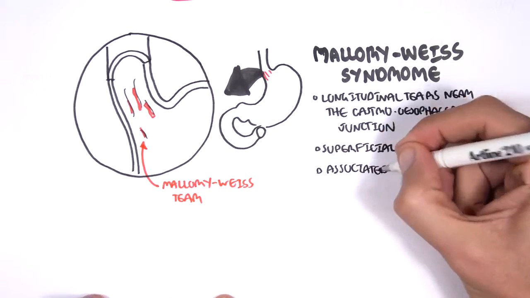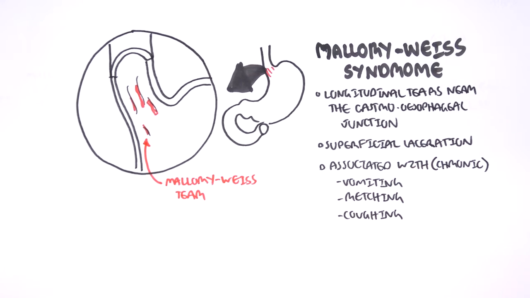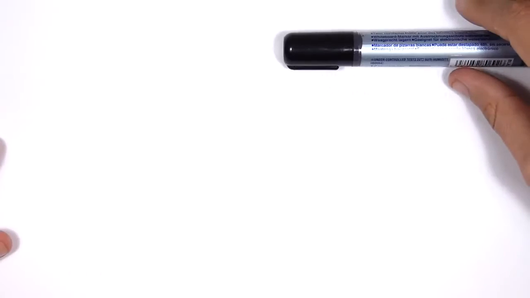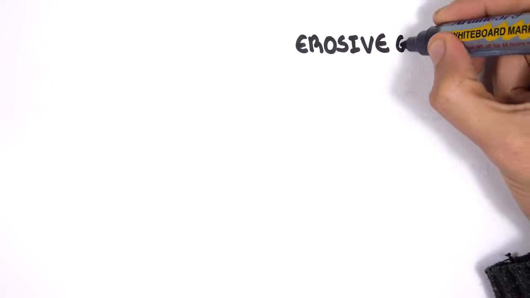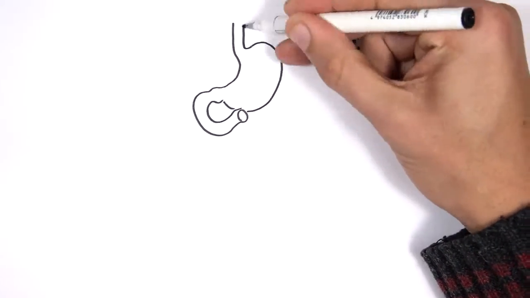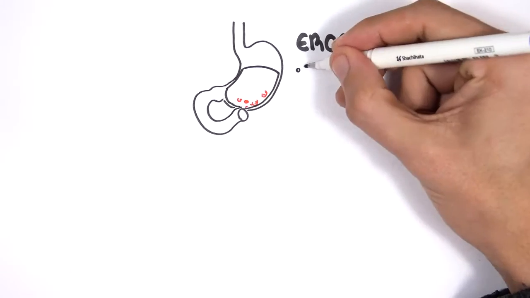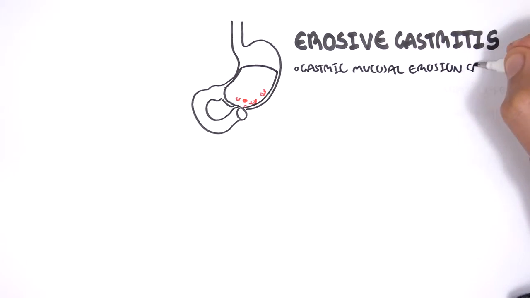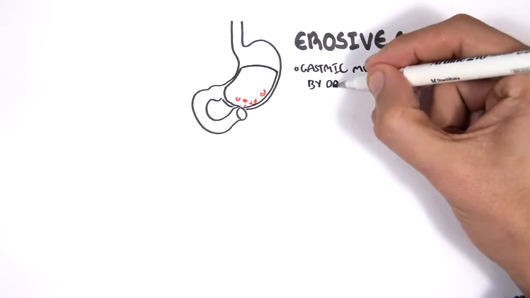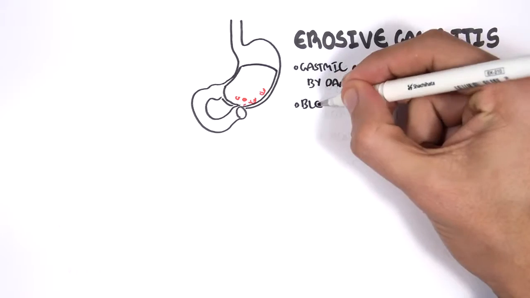Mallory-Weiss syndrome is associated with chronic vomiting, retching, coughing, and straining. The next cause of upper GI bleeds is erosive gastritis. Now, erosive gastritis has to do with the stomach. So here we're looking into the stomach, and we have essentially erosions within the layer of the stomach. So erosive gastritis is gastric mucosal erosion caused by damage to the mucosal defense.